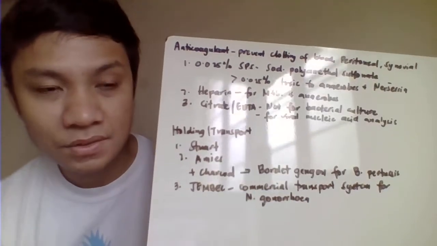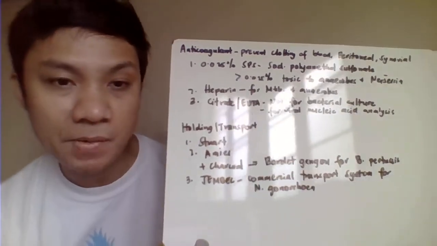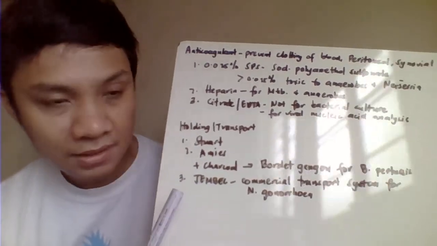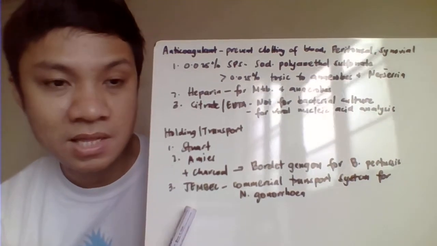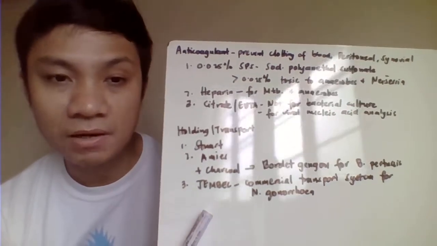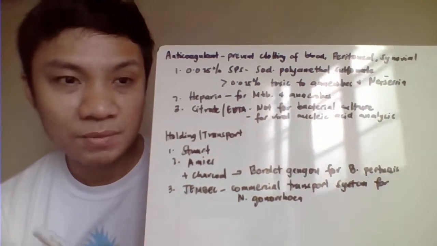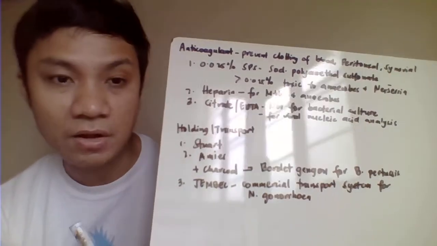Bordet-Gengou. This is used for the recovery of your Bordetella pertussis, the causative agent of whooping cough. Then we have also the commercial system, the GEMBEC, the James E. Martin Biological Environmental Culture System. So it's a commercial system that provides an anaerobic environment, even for your Neisseria gonorrhoeae.